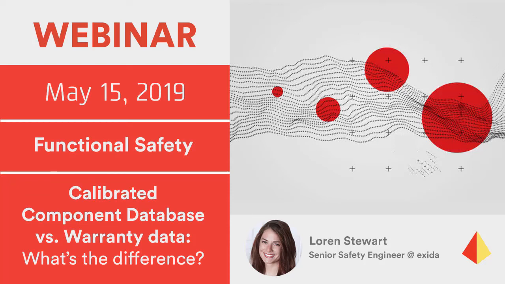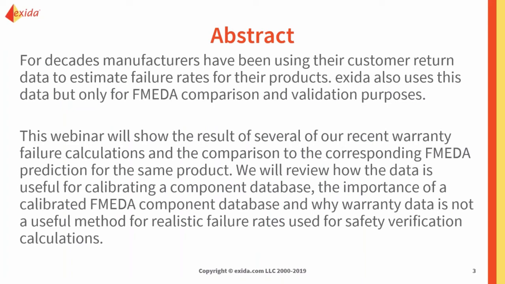So today we're going to be talking about calibrated component databases versus warranty data. We're going to look at what's the difference between them and look at some examples as well. As you may know, there's a couple of ways of getting failure rates, such as FMEDAs and field returns and warranty data process. We're going to look at all of those along with a comparison today and figure out how to achieve realistic failure rates and why that is so important.